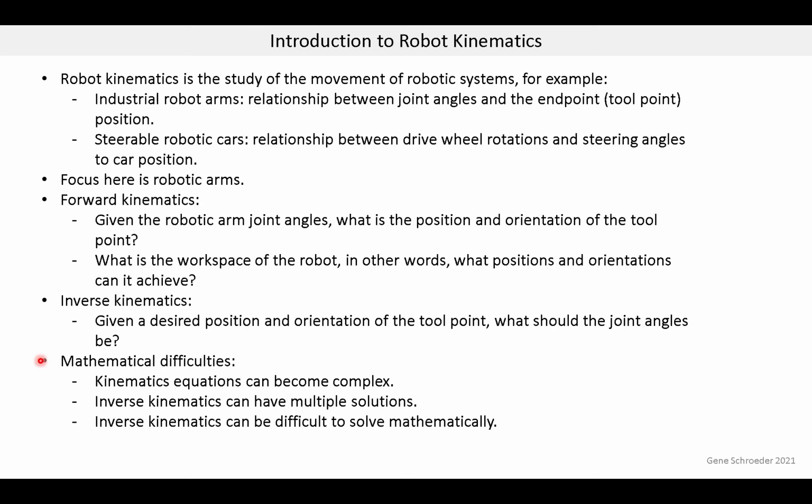And the thing I want to mention, of course, as you might imagine, this is highly mathematical. There's geometry and trigonometry and all sorts of things involved in this. And beyond that, there are other mathematical difficulties. The kinematics equations can become quite complex and difficult to solve. Another problem is the inverse kinematics may have multiple solutions, meaning that to put the tool point at a certain location, there's actually different ways you can achieve that with different joint angles. And another problem is the inverse kinematics problem can be difficult to solve mathematically. In many cases, we say it doesn't have a closed form solution. You can't just calculate it like an equation. You have to use other mathematical techniques to find the solution. We won't be dealing with these difficult mathematical problems, but I just wanted to mention that is certainly a big part of kinematics, is the numerical calculations.